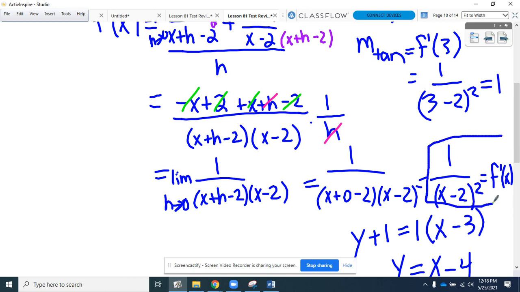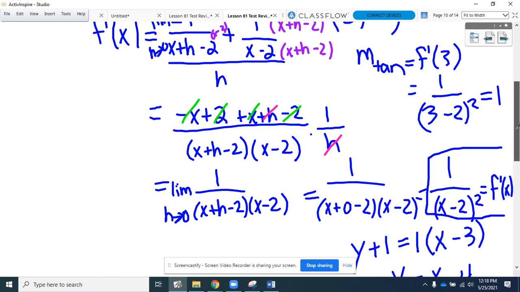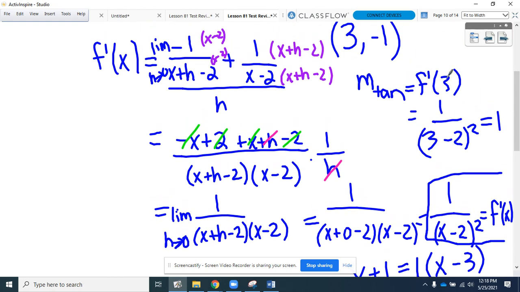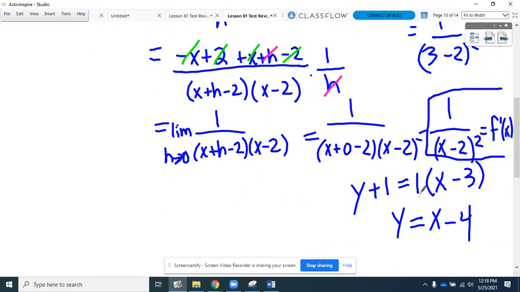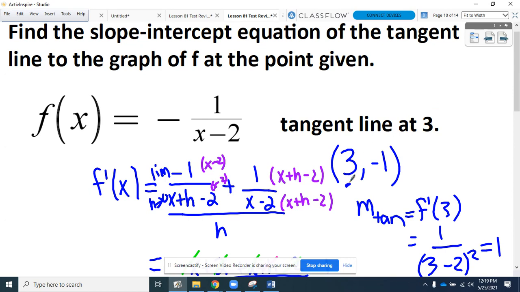That is my derivative. All right, so one more time, what is a derivative? It gives the slope at any point, the slope of the tangent line. So if I want the slope at 3, I plug in 3. I plug in 3, I get 1. So the slope is 1. I have my x value is 3 that I'm given. How do I get this y value?